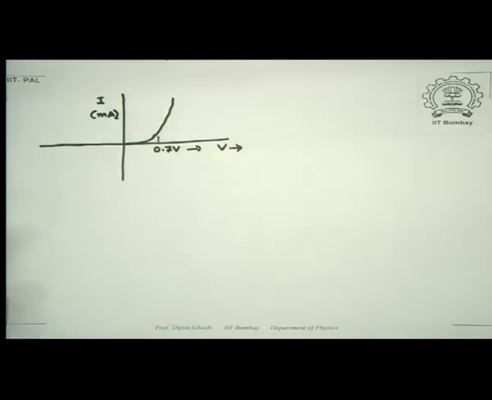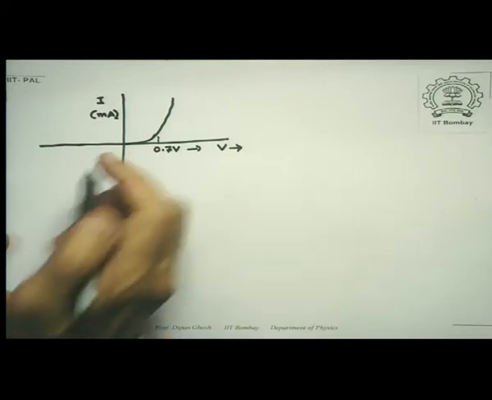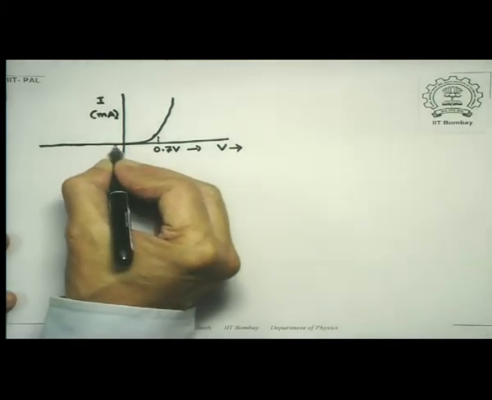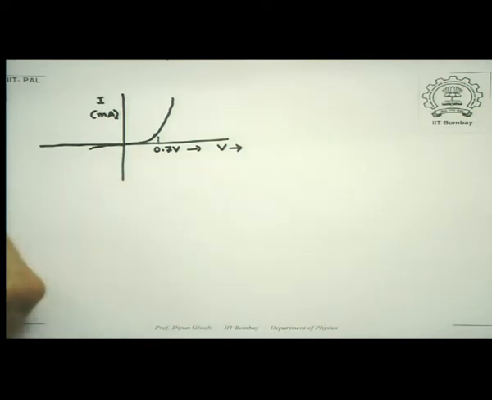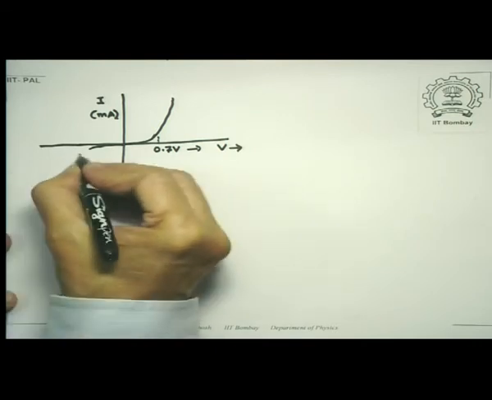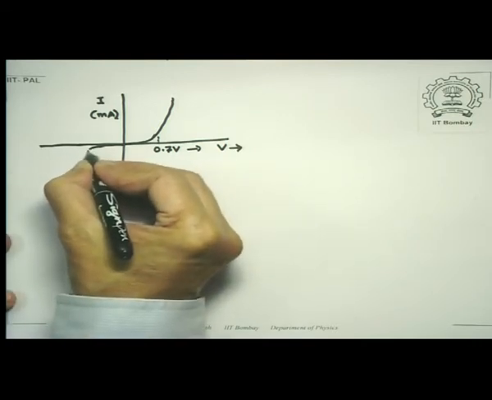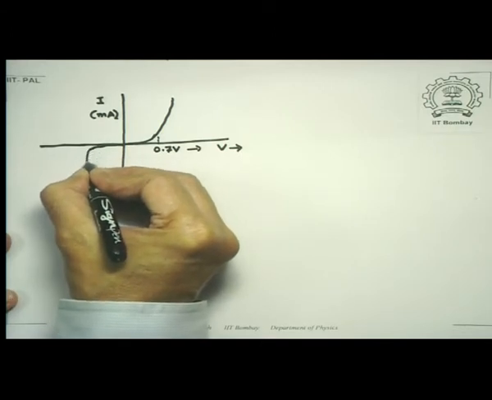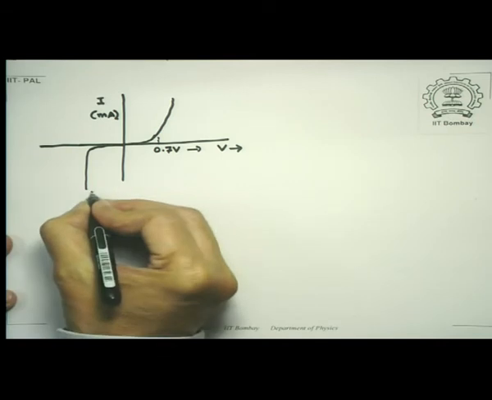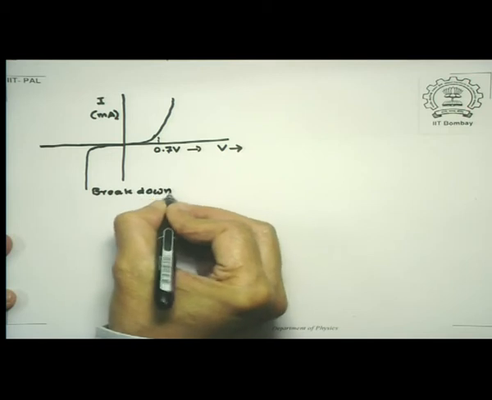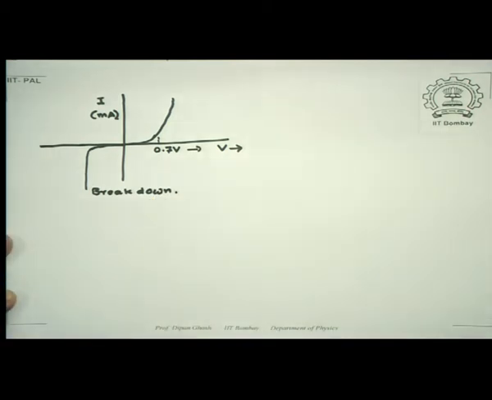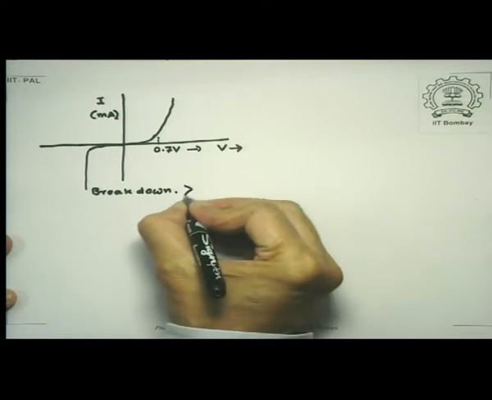Now, something interesting happens when you apply voltage in the reverse direction. The direction of current, of course, changes, but the current essentially remains 0 for a very large value of voltage, even for 50-60 volts or so. And then there is a particular value at which what is known as a breakdown occurs. So this is called breakdown voltage. And this reverse breakdown voltage is greater than 50 volts.